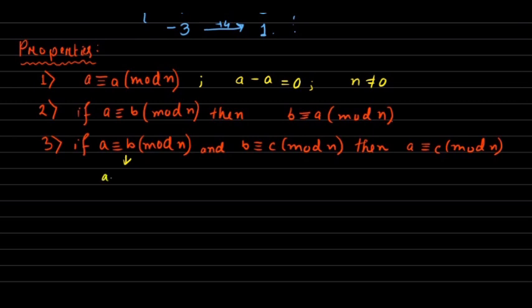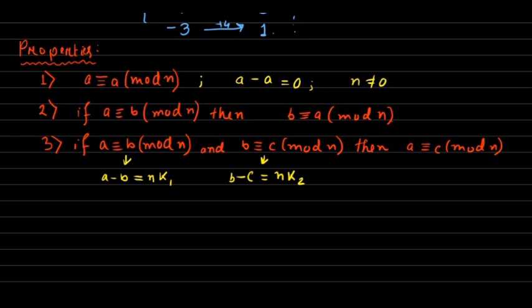This means A minus B is divisible by n. So we can write A minus B equal to n k1, where, by default, you can assume every number is an integer, so k1 is an integer. Okay, what does this mean? This means B minus C equal to n k2. Similarly, because B is congruent to C mod n means B minus C is divisible by n.